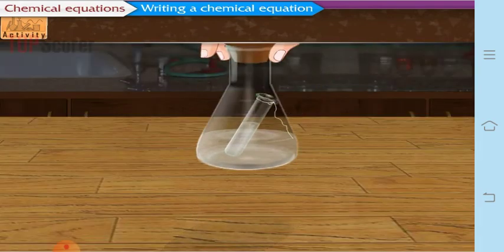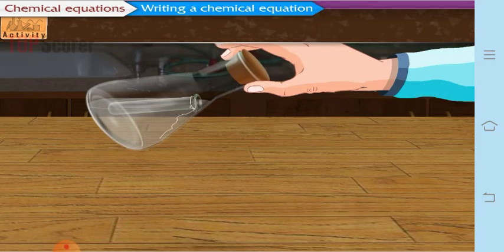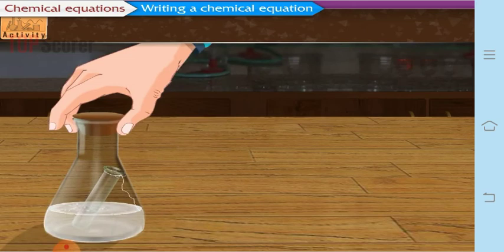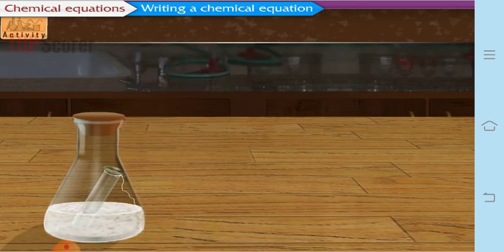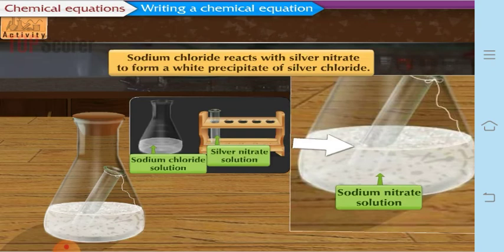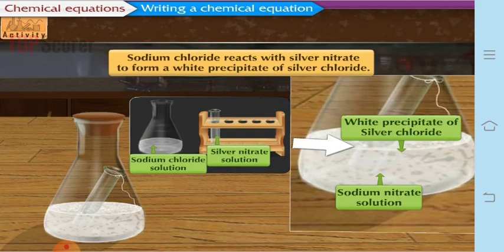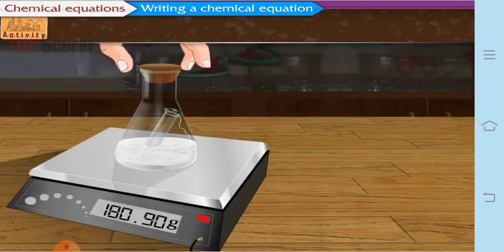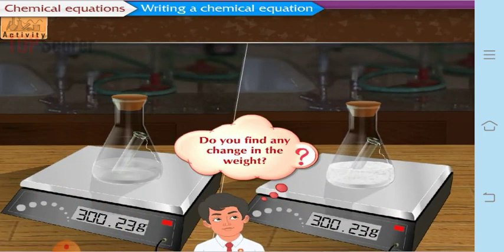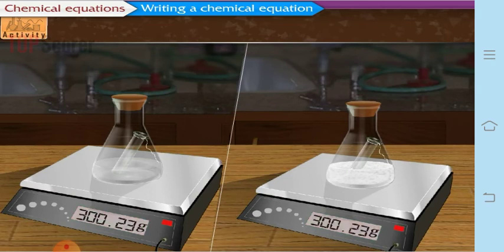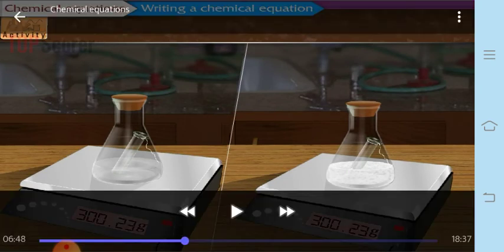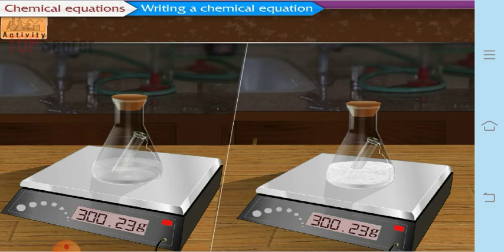Now tilt the conical flask and mix the solution present in the test tube with the solution in the conical flask. What do you observe? Yes, a white precipitate is formed. Here the sodium chloride reacts with the silver nitrate solution to form a white precipitate of silver chloride, and sodium nitrate is formed. So is there a change in the weight after weighing? No, the weight remains the same, and it follows the law of conservation of mass.